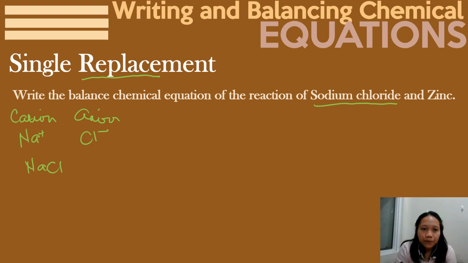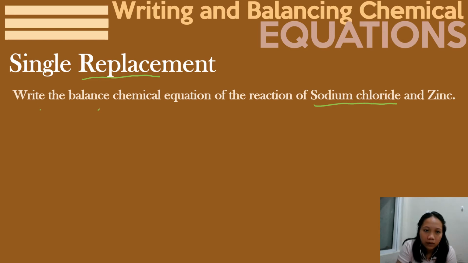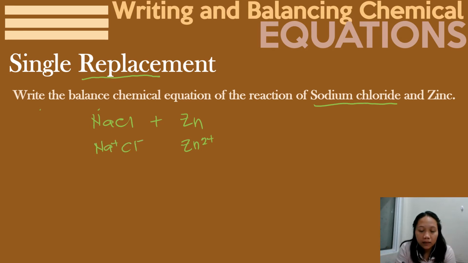So in this case, write the balanced chemical equation. Let me erase it first. The equation of the reaction of sodium chloride and zinc. So sodium chloride, we know that is NaCl, and zinc, which is a metal. Remember that zinc is actually a metal, so it has a tendency to become a cation. So it will become Zn2+, while your NaCl will have Na+ and Cl-.